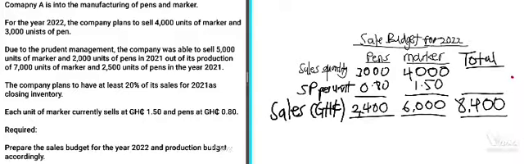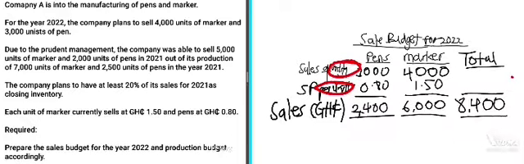1.5. Each unit of marker sells at 1.5, right? And then each unit of pen sells at 0.8. So once we multiply 3,000 by 0.8, we get 2,400. Once we multiply 4,000 by 1.5, we have 6,000. Total of these two is giving us 8,400. And please take note that this is the sales quantity multiplied by the selling price per unit, right?